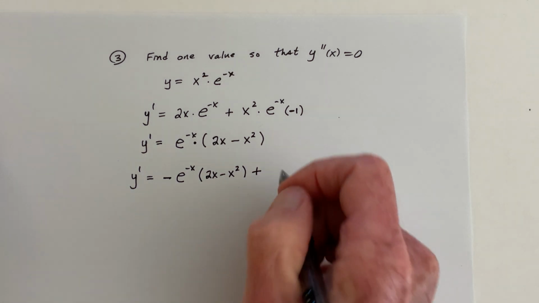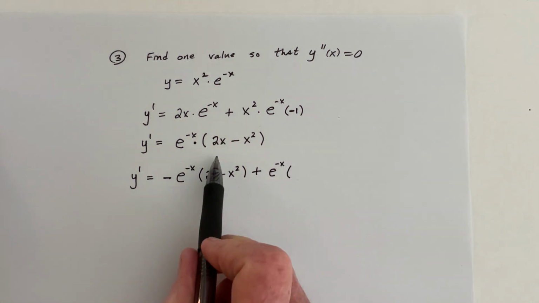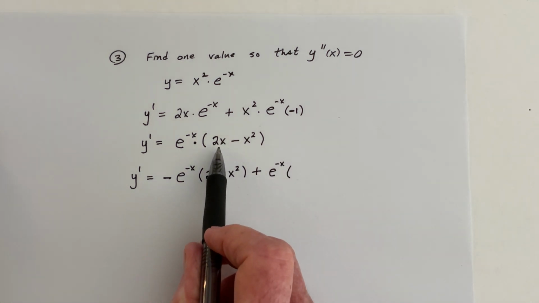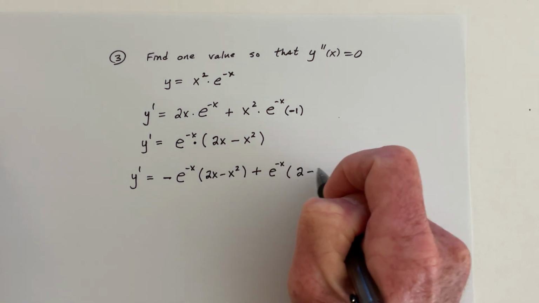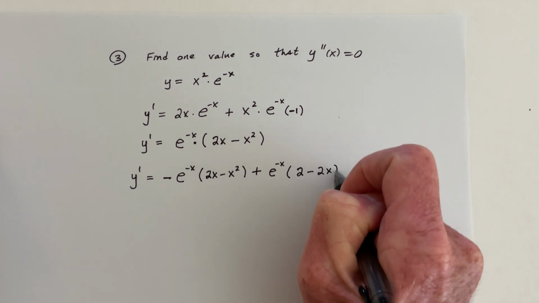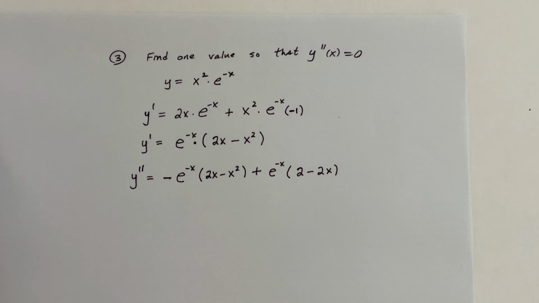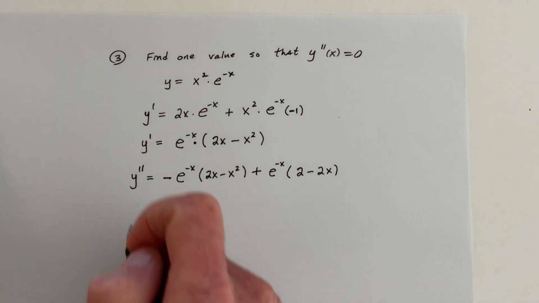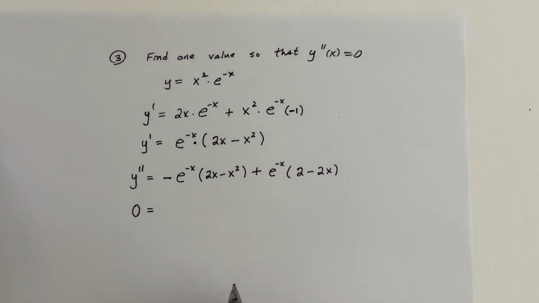The other half goes, now leave the e function alone and take the derivative of what's in the parentheses. So the derivative here would be 2, and then this would be minus 2x. So there's a 2 minus a 2x. And I forgot to write down that's double prime. Now set that equal to 0, and then factor.